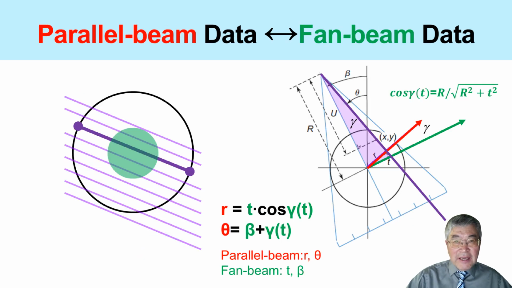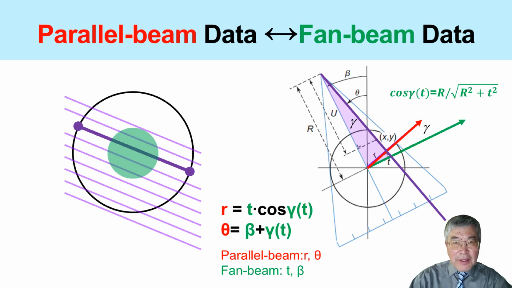In practice, we do not measure X-ray line integrals one by one. That would be too slow. Instead, to make the scan more efficient, we use a point X-ray source together with an array of detector elements. In this way, we can measure a whole fan beam projection at once. With a single exposure, we can collect data along many X-ray paths simultaneously.